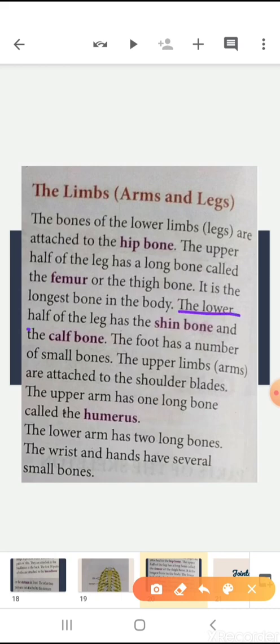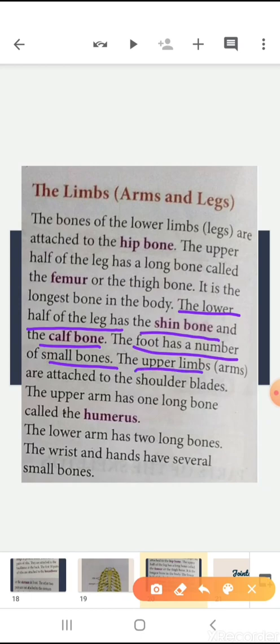Now the lower half of the leg has the shin bone or the calf bone. The foot has a number of small bones.